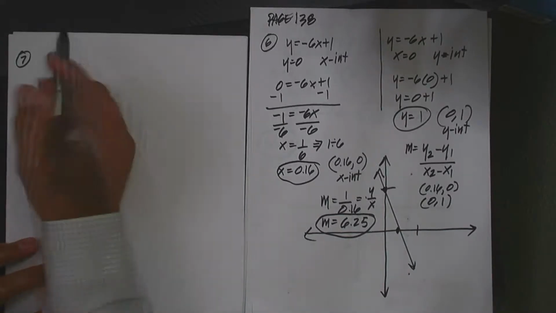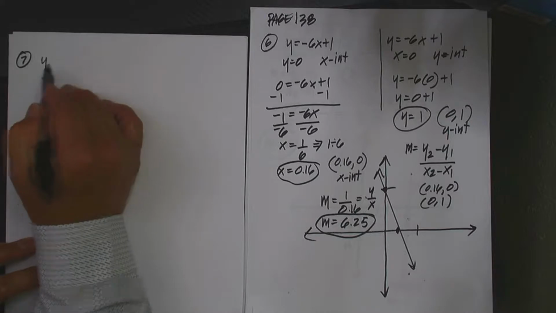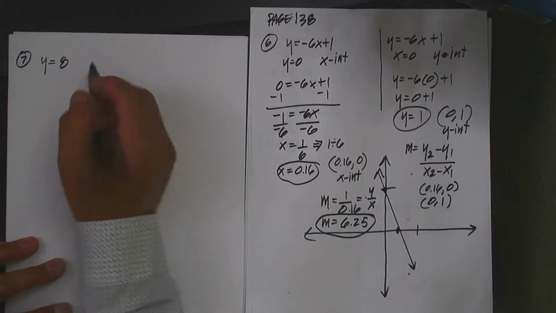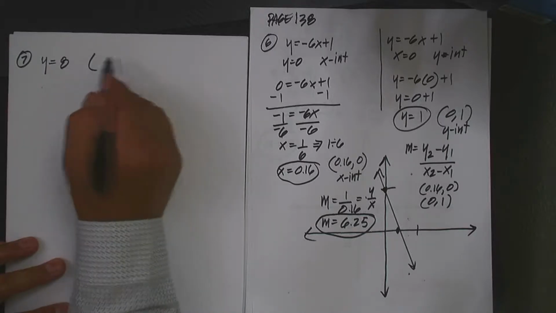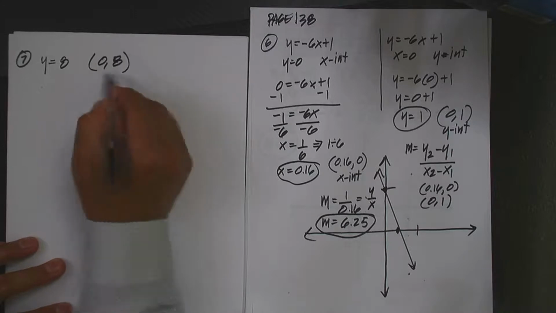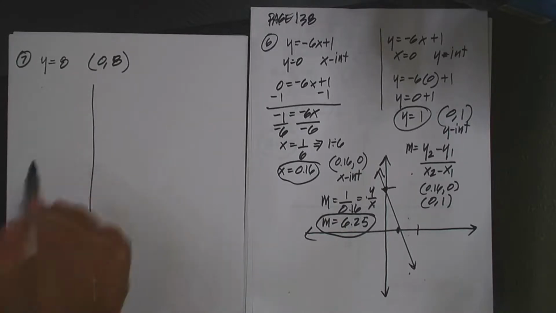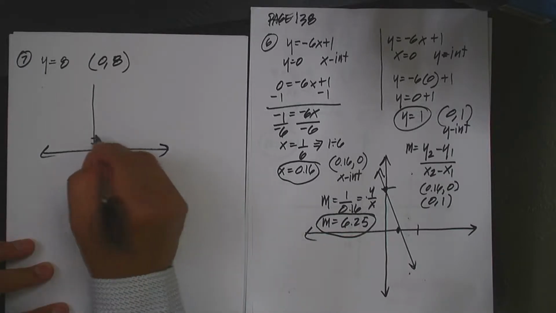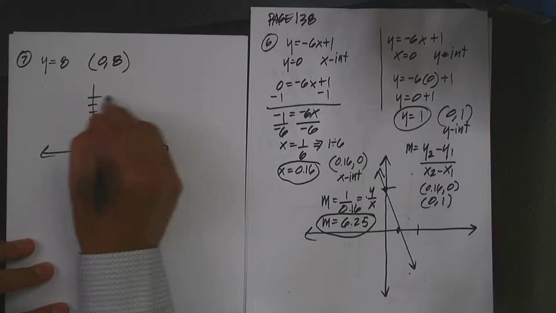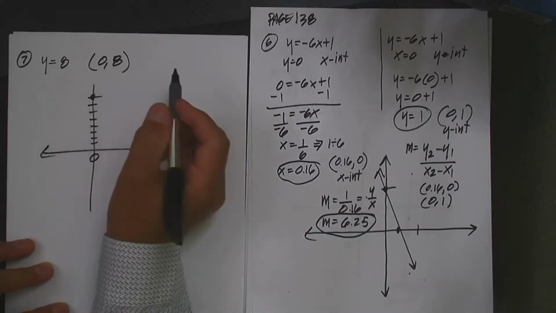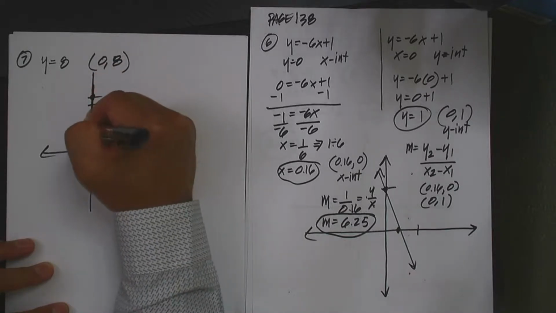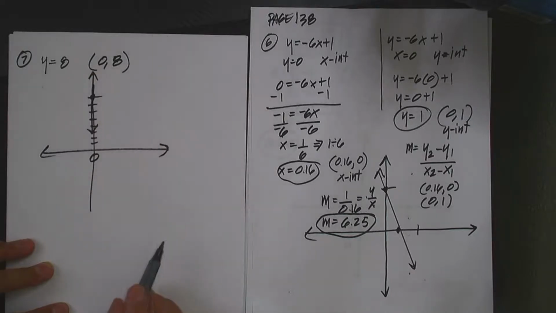Okay, so number 7, y is equals to 8. In this case, only y is given. So every time you see this, your x is 0 and your y is 8. So you just grab that one. This is 0, and then 1, 2, 3, 4, 5, 6, 7, 8. So your graph is like this. Okay, there you go. That is your graph.